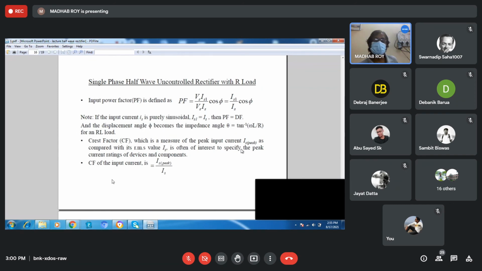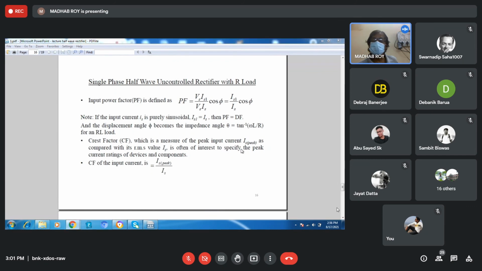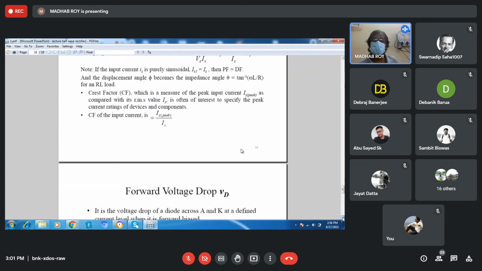Then there is the crest factor, which is a measure of the peak input current as compared with the RMS value. It is often of interest to specify the peak current of a device or component. So the crest factor is this, the ratio of peak to RMS value. This is the terminology. You know what that is.